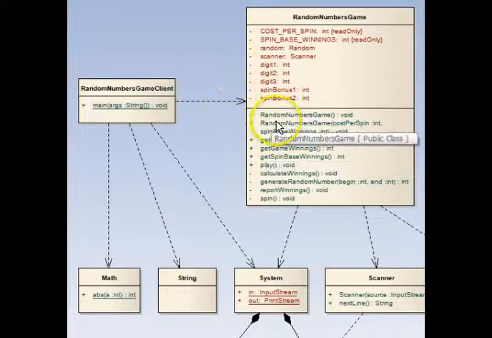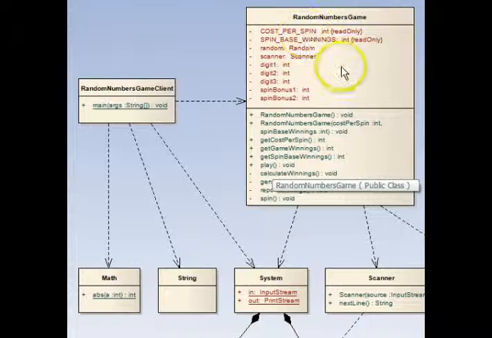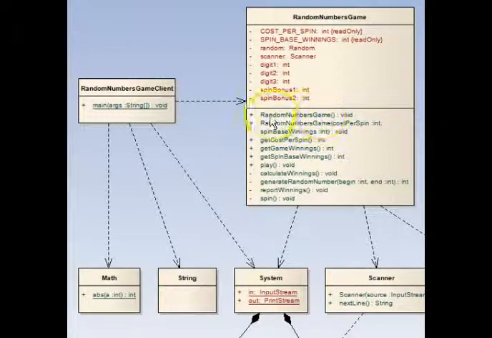Let's look at some of the public functions of the random numbers game. It has one here with the same name as the class. That's called a constructor. In fact, there's two of them. One that takes no parameters and another one that takes a cost per spin and the spin base winnings. Those functions that have the same name as the class are called constructors. They're the ones that are used to create the objects. It's called instantiating the objects.